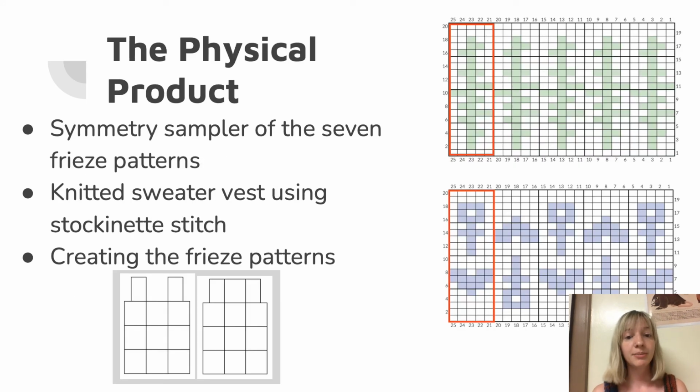So like I said, for my physical knit product, I decided to make a symmetry sampler of the 7 frieze patterns in the form of a knitted sweater vest made up of a patchwork of rectangles featuring the frieze patterns. To create the designs, I first made a motif, which here is boxed in red, and then applied the desired frieze pattern transformations to it. The top one with the trees is P1, the pattern of simply translations, and the bottom one in purple is made up of 180-degree rotations.